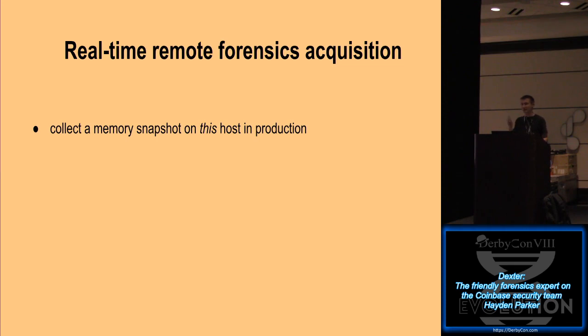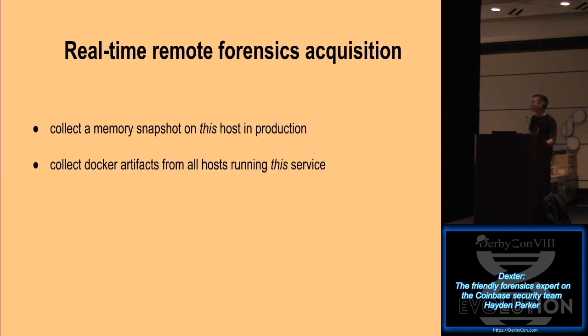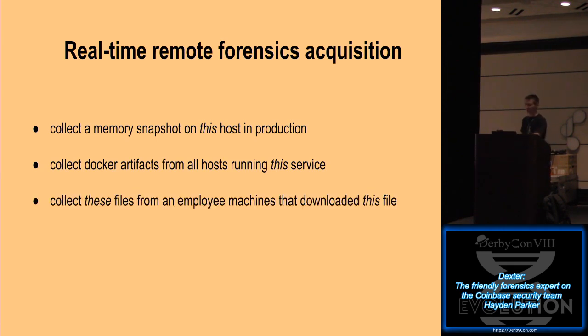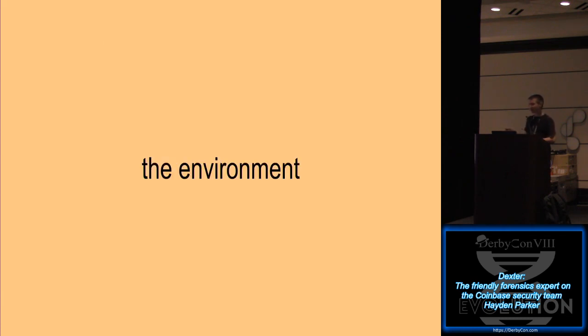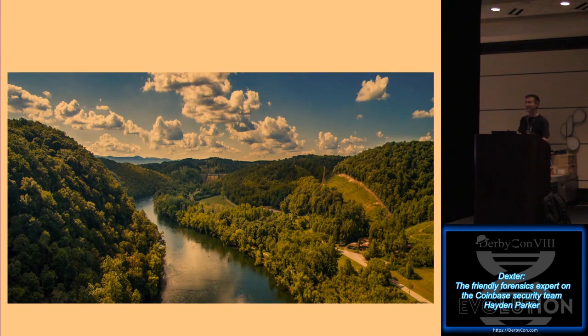Before we get too much into what's going on here, let's talk about what this is for, the situations you'd want to use a tool like Dexter. Real-time remote forensics acquisition is the name of the game. For example, you want to collect a memory snapshot off of a specific host in production that's doing no-no things. Or maybe you want to collect Docker artifacts from all the hosts that are running this one service. Maybe there's a malware breakout, and you need to collect all of the files from employee machines that happen to have downloaded this file, something like that. Other stuff too, you can really use your imagination from here.